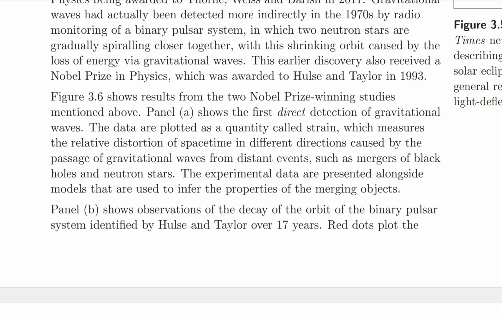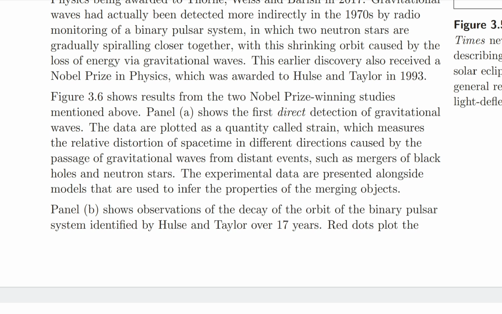Panel A shows the first direct detection of gravitational waves. The data are plotted as a quantity called strain, which measures the relative distortion of spacetime in different directions caused by the passage of gravitational waves from distant events, such as mergers of black holes and neutron stars. The experimental data are presented alongside models that are used to infer the properties of the merging objects.